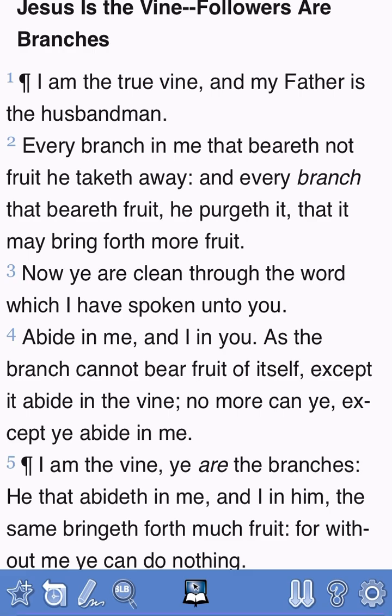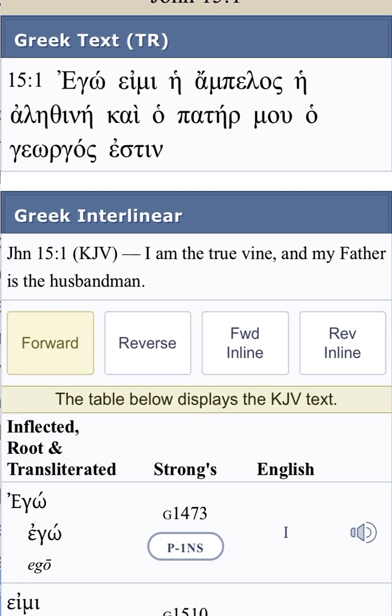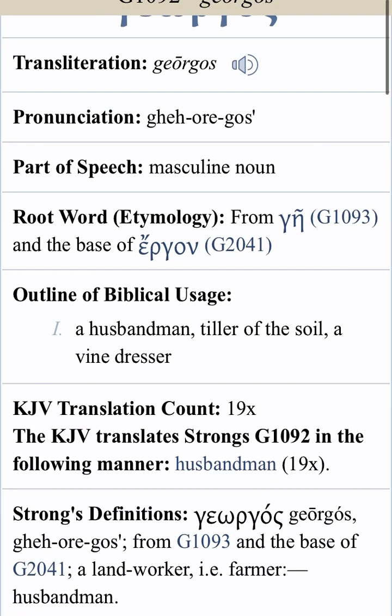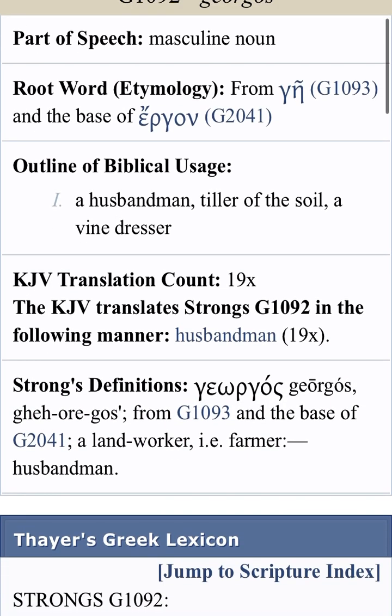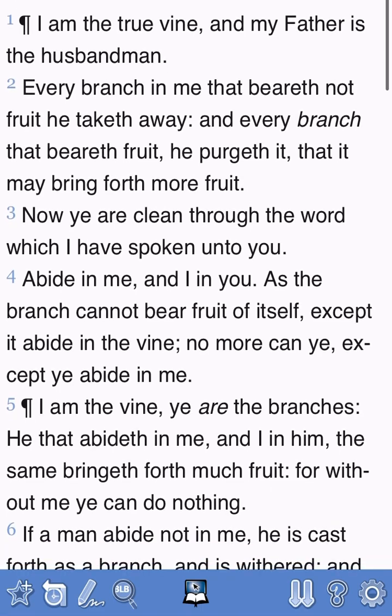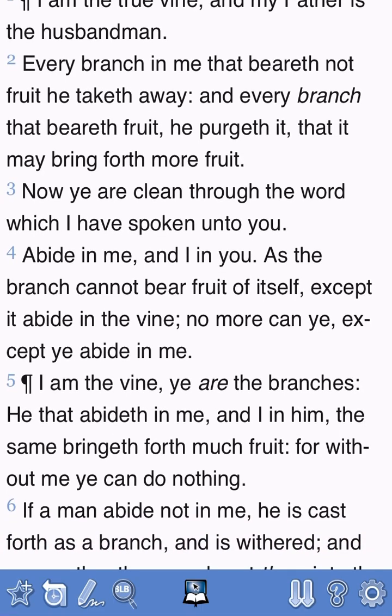It says, I am the true vine, and my Father is the husbandman. Let's see what this word husbandman says. It says the tiller of the soil, a vine dresser, a land worker. All right. So it says, I am the true vine, and my Father is the husbandman. Every branch in me that beareth not fruit, he taketh away. Every branch that beareth fruit, he purgeth it, that it may bring forth more fruit.